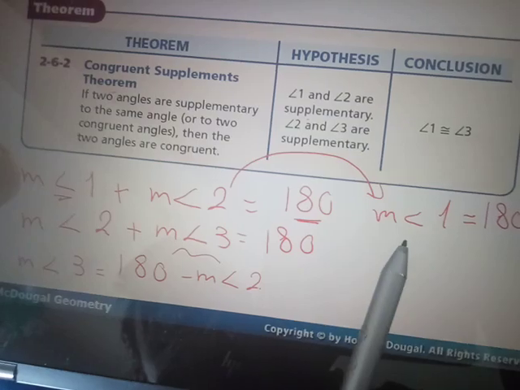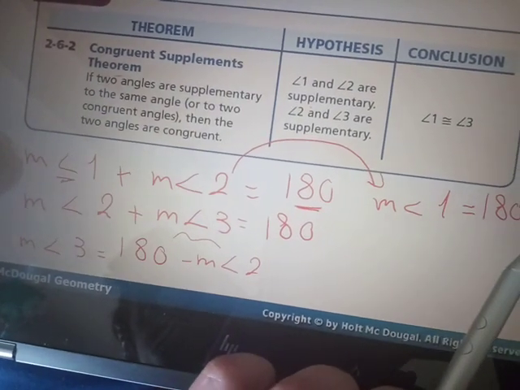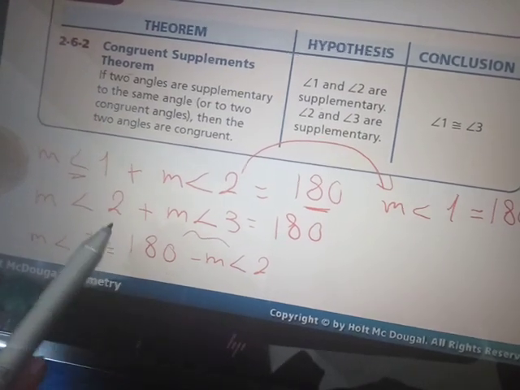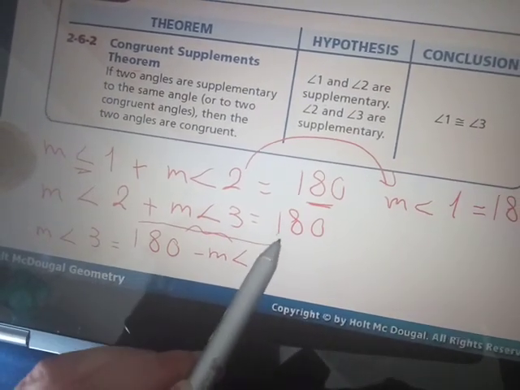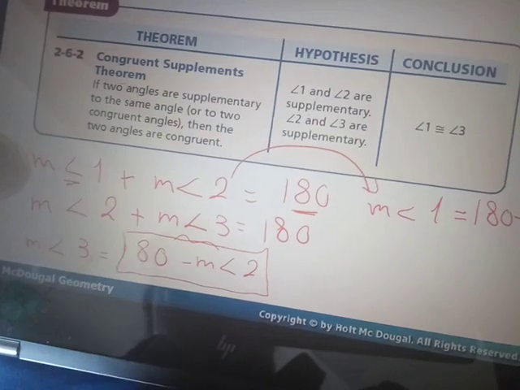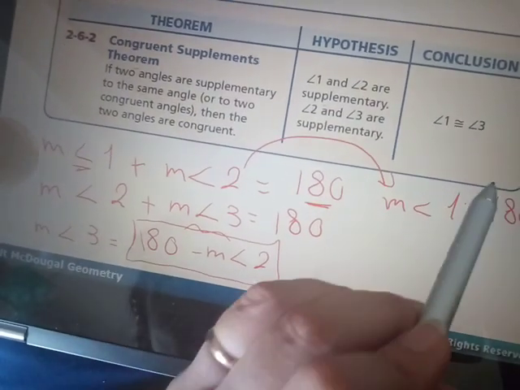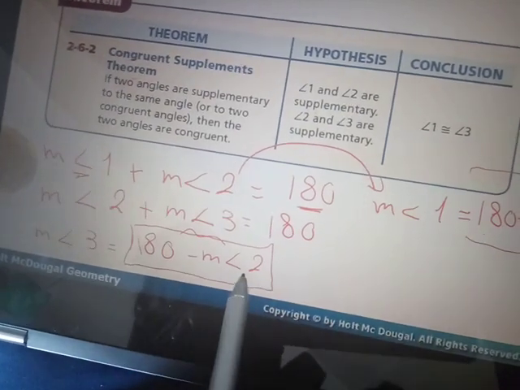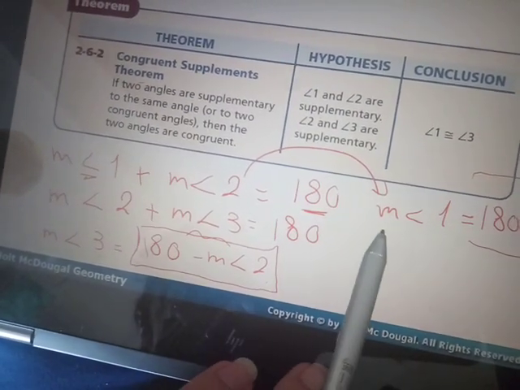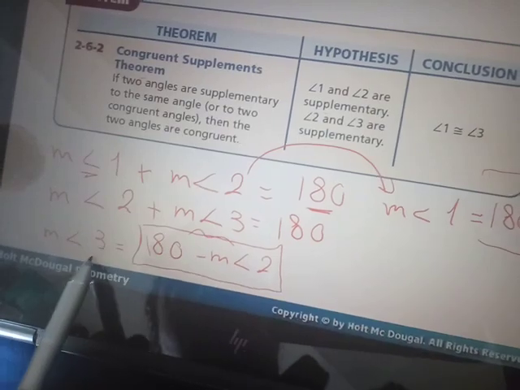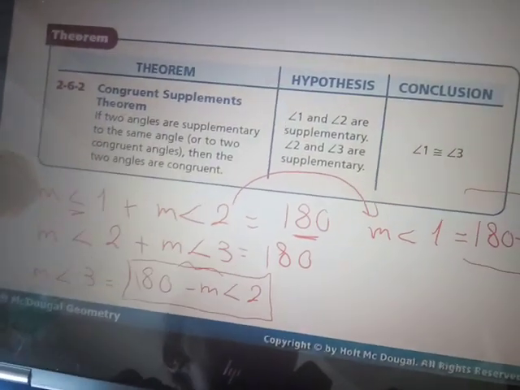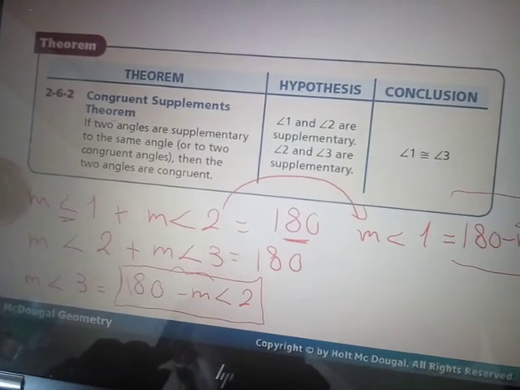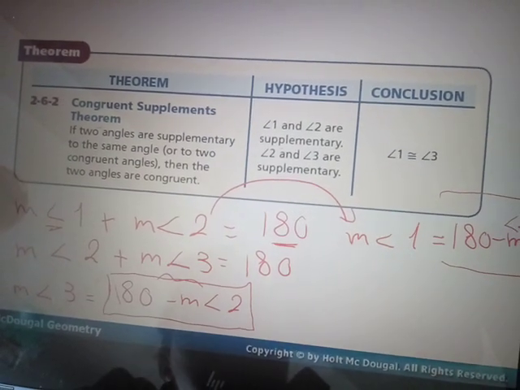So measure angle 1 equals 180 minus measure angle 2, and measure angle 3 equals 180 minus measure angle 2. Look at this side, 180 minus measure angle 2, and here, 180 minus measure angle 2. They are equal. So this means measure angle 1 equals measure angle 3, and we said the measurement leads to congruence. So angle 1 is congruent to angle 3. Understand this?